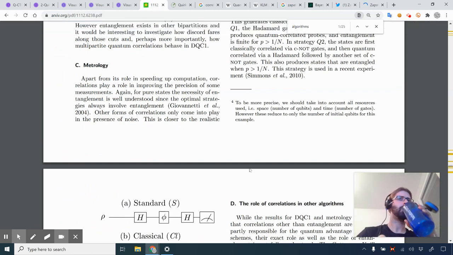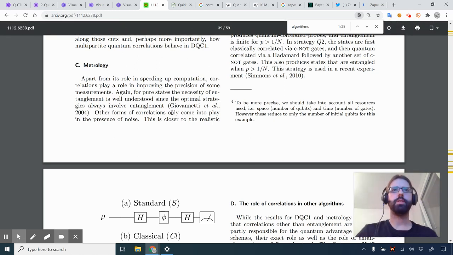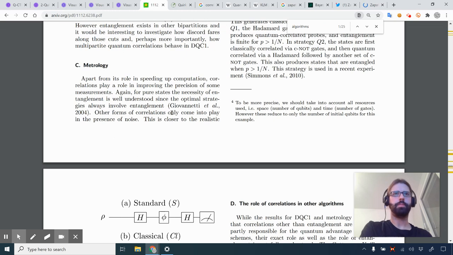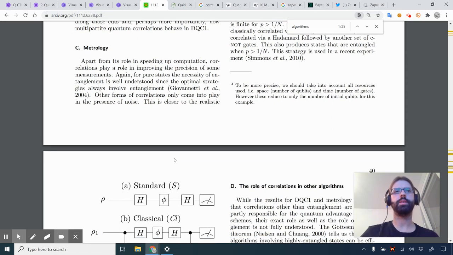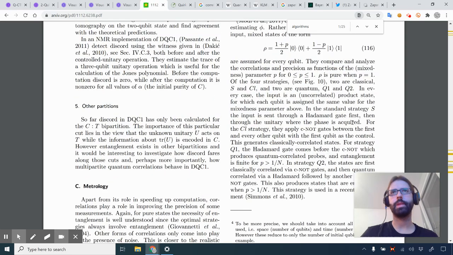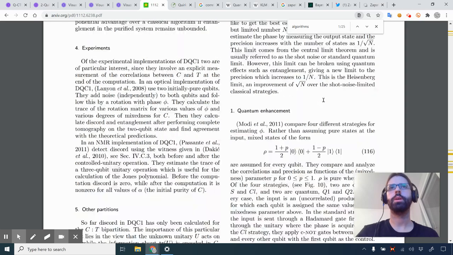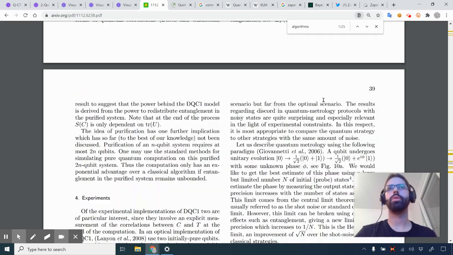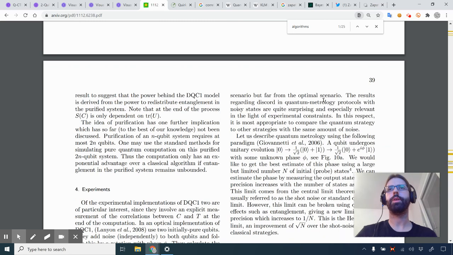Improved precision of some measurements. Again, for pure states, the necessity of entanglement is well understood, since the optimal strategies always involve entanglement. Other forms of correlations only come into play in the presence of noise. This is closer to the realistic scenario, but far from the optimal scenario. Let's just go slow.